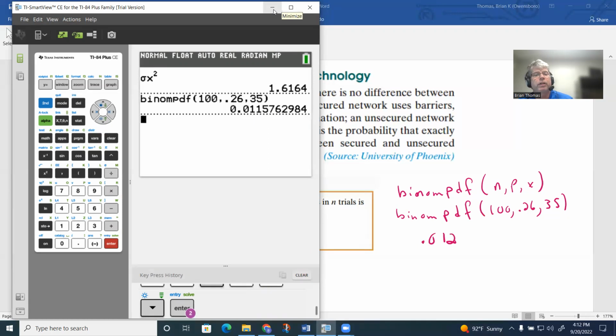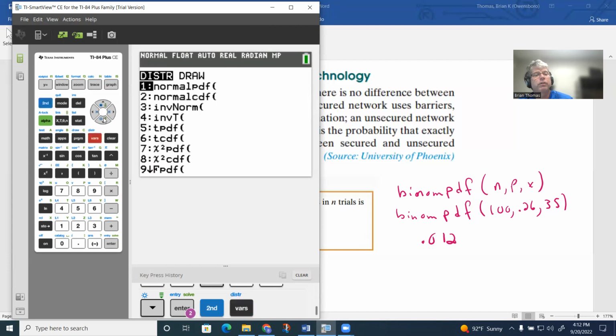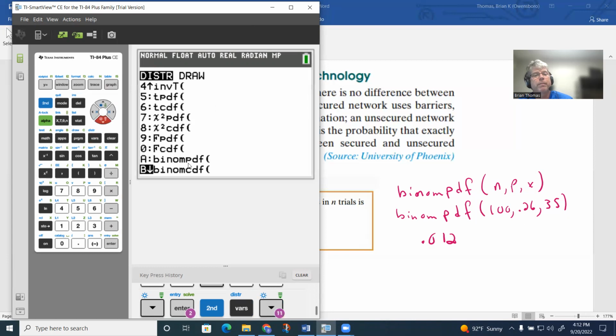So that's where you can find this on the calculator, is above vars is the distribution. So if you hit second vars, if you scroll down, we're looking for the one that says binomial probability distribution. So that's a choice there. So we would choose that.